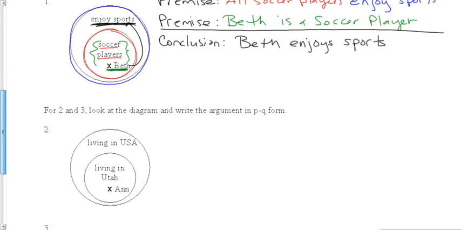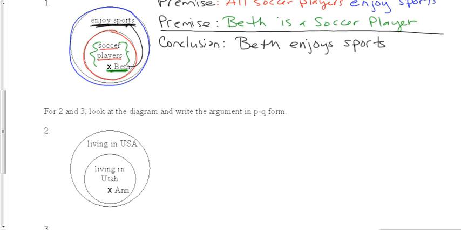So what I would like for you to do right now, I would like you to try problem number 3. Now in problem number 3, we're writing it in PQ form, which means in if-then form. So you're going to start with your general if-then statement about the Venn diagram. Then you're going to write the specific statement about whatever we have, thing or person specifically in this problem. Then you're going to write your conclusion. So go ahead and please pause the video now and do number 2.